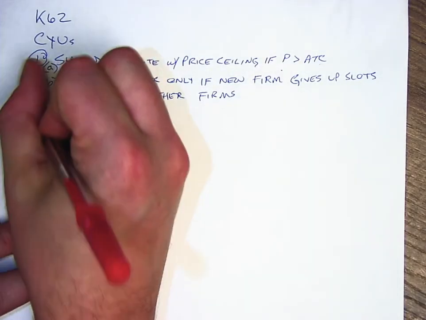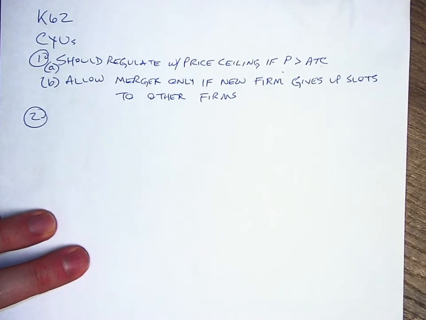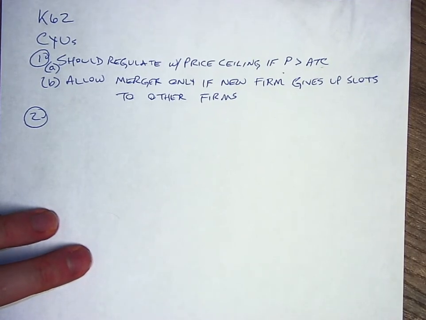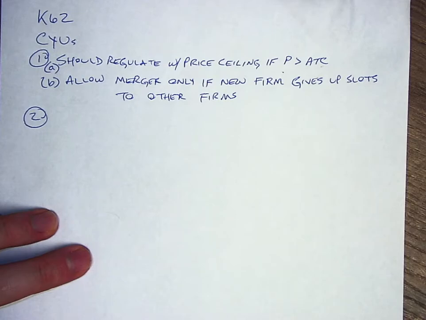So number two is true, false, and explain your answer. Society's welfare is lower under monopoly because some consumer surplus is transformed into profit for a monopolist. Now this one's tricky. Society's welfare is lower under a monopoly, the total surplus is lower. However, the reason is not because some of the surplus is transformed into profit. So this is an interesting problem.